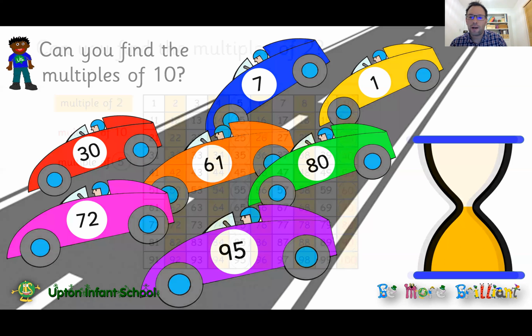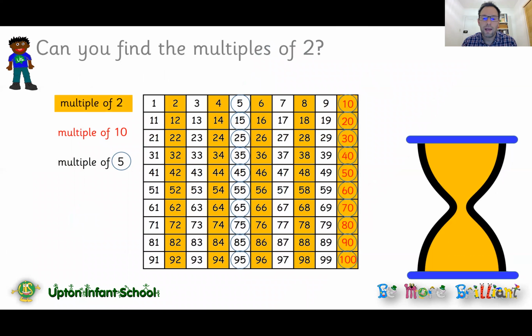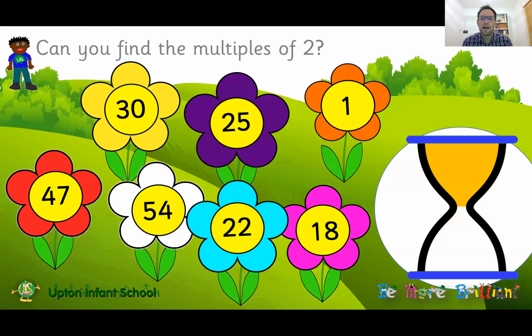Okay, on to our next one. And next up, we are going to be looking for multiples of 2. Now, there are lots of multiples of 2. Half the numbers on the 100 square are multiples of 2. They end in 2, 4, 6, 8 or 0. They're even numbers. So I've got some pictures now of some flowers, and these flowers have got different numbers. Can you jot down any of those flowers which have got a number which is a multiple of 2? The time has started. 30 seconds. So multiples of 2 end in 0, 2, 4, 6 or 8. Jot down any of those numbers which are multiples of 2.